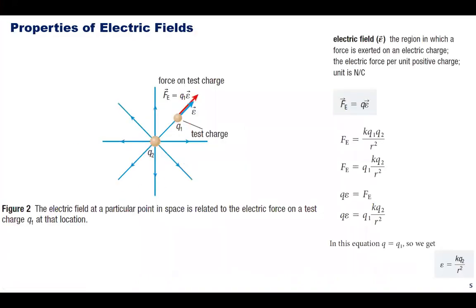So let's have a look at the properties of electric fields. We can describe the electric field between a pair of charges using Coulomb's law, but there is another way to describe electric forces. Suppose there is a single isolated point charge that is far away from any other charges. This charge produces an electric field, a region in which a force is exerted on an electric charge.